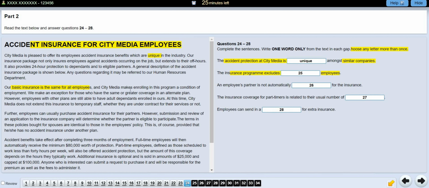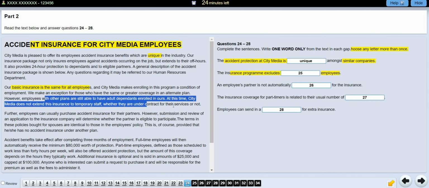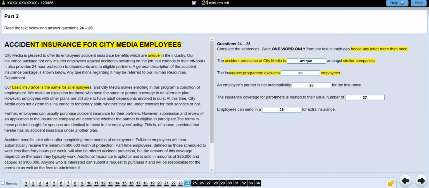We make an exception for those who have the same or greater coverage with an alternate plan. However, employees with other plans are still able to depend on it. There is an exception, they are making an exception. Exception is there, but at the same time, city media does not extend this insurance to temporary staff. They are not providing this. They are excluding it.